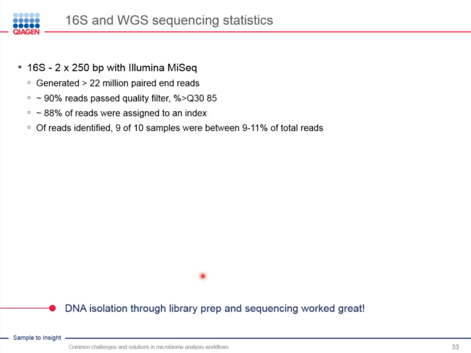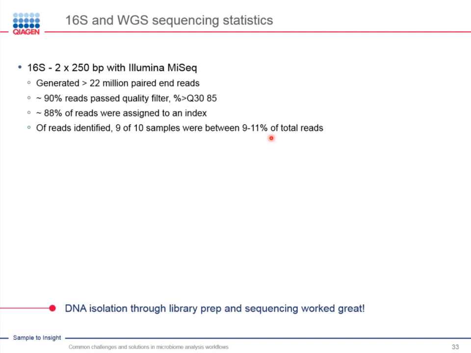After the NGS run, we got some sequencing statistical results. As you can see here, we have generated roughly 22 million paired-end reads. We had 90% of the reads passing a quality filter of Phred score of 30. 88% of the reads could be assigned to one of the used indices, so most of the NGS reads could be used. And we had a pretty good distribution, so 9 out of the 10 samples had around 10% abundance in the reads.